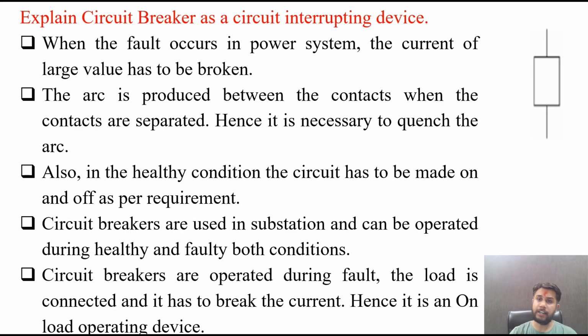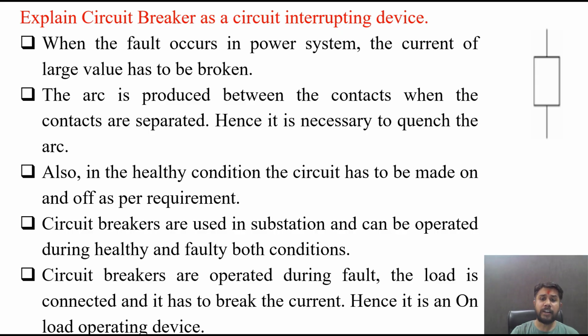Circuit breaker as a circuit interrupting device. So when a fault occurs in a power system, the current of a large value has to be broken. The arc is produced between the contacts when the contacts are separated. Hence it is necessary to quench the arc. Also in the healthy condition, the circuit has to be made on and off as per the requirement. Circuit breakers are used in substations and can be operated during faulty and healthy conditions as well.